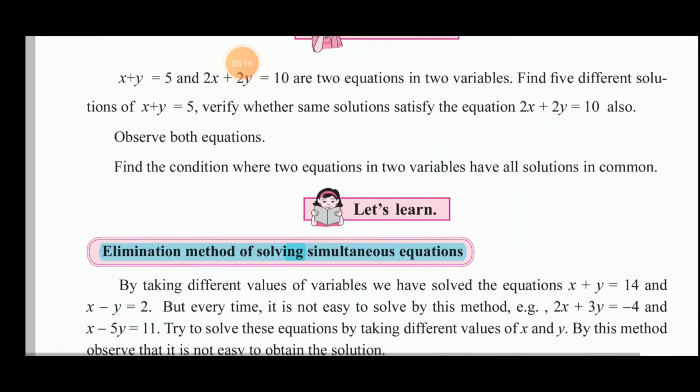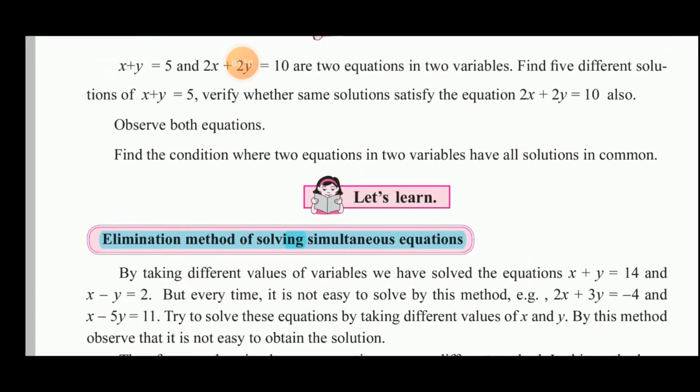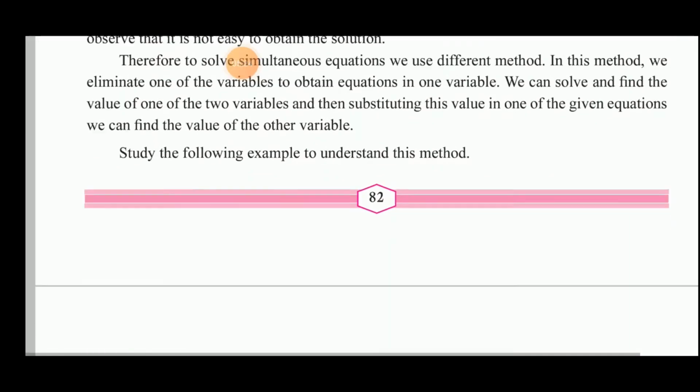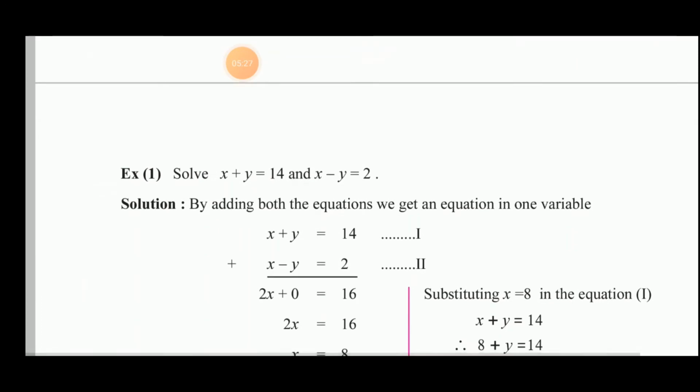Now there are two methods of solving the simultaneous equations. First is the elimination method of solving the simultaneous equations. Now let us understand with the help of this equation here. Solve x plus y is equal to 14 and x minus y is equal to 14. Now here the coefficient of x as well as of y is the same. The coefficient of y in the first equation is plus 1 and in the second equation it is minus 1.